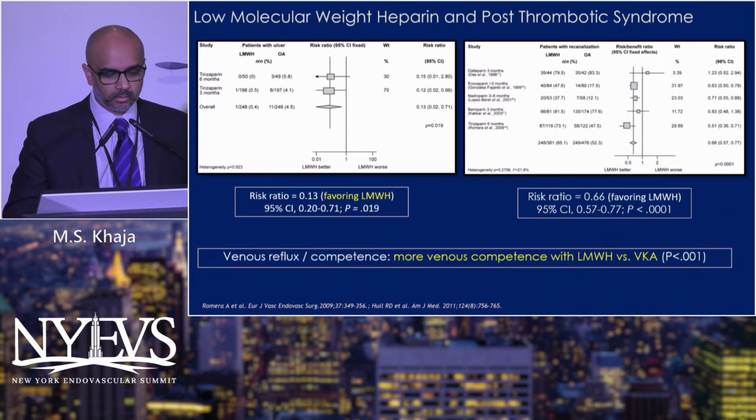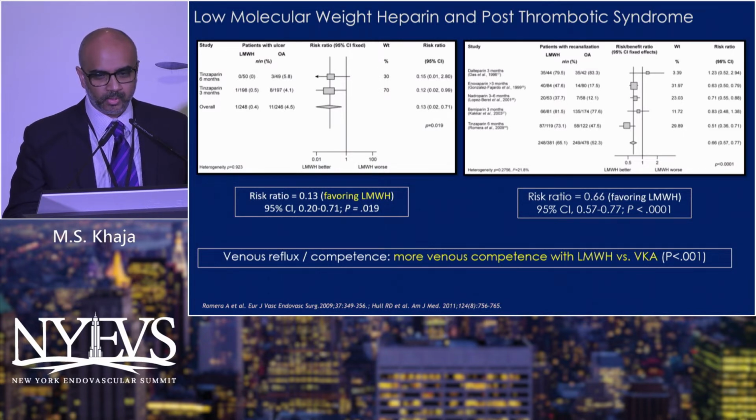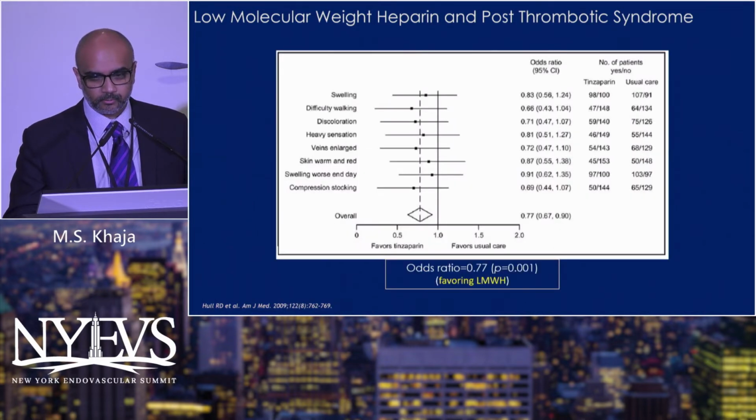So these are some studies that were performed in Europe looking at tinzaparin, which is a cousin of the low molecular weight heparin enoxaparin that we use, and we can see that there is a reduction in post-thrombotic syndrome. There's a reduction in rethrombosis, and there's also a reduction in venous reflux and incompetence of the valves with low molecular weight heparin over Coumadin. So there's actually benefit here.